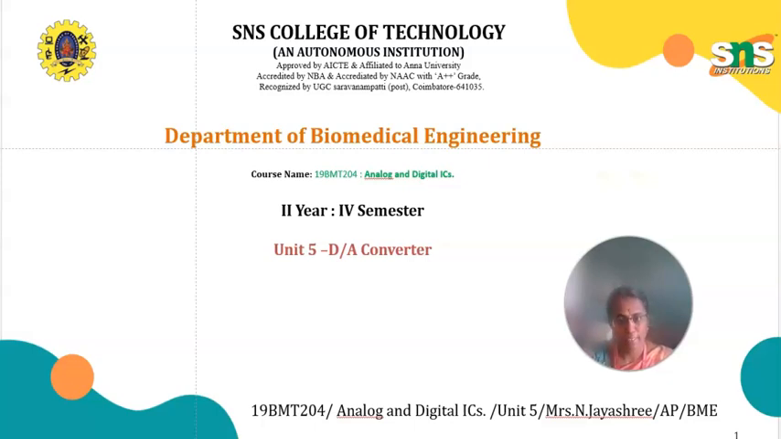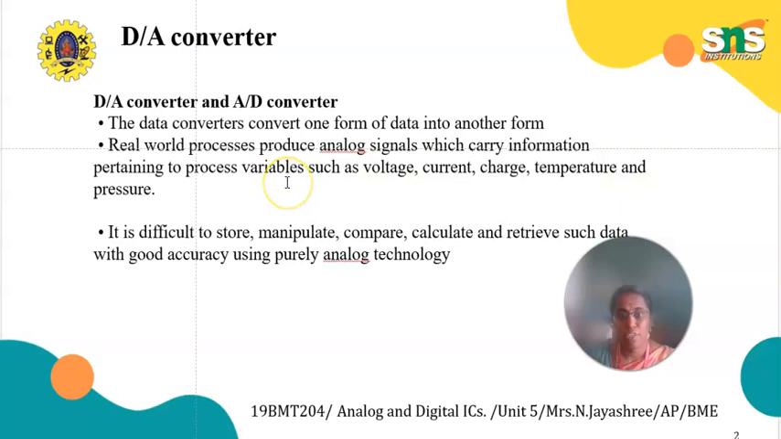I am going to take analog and digital ICs. Under this topic is the digital to analog converter. Let us see what we mean by digital to analog converter in detail. A digital to analog converter converts one form of data into another form. That is what this signal represents.